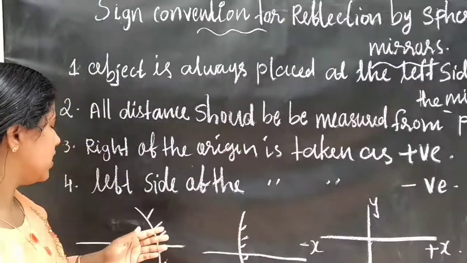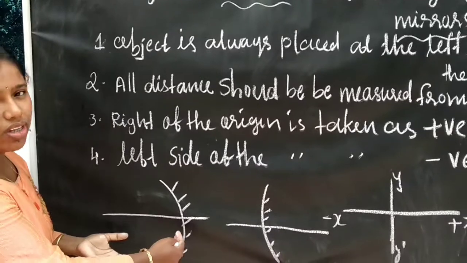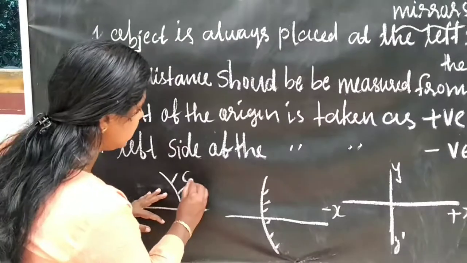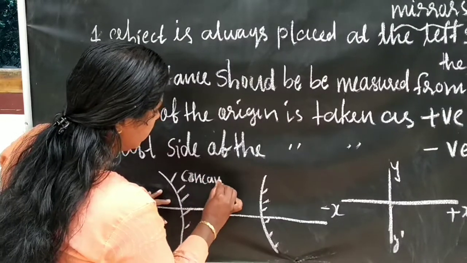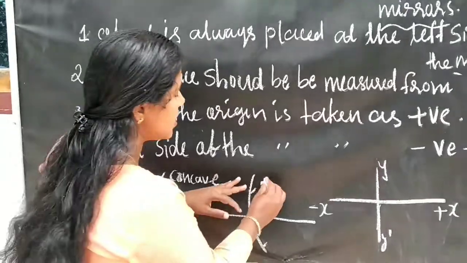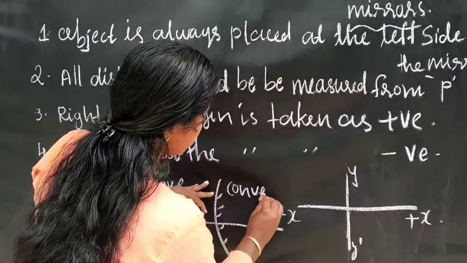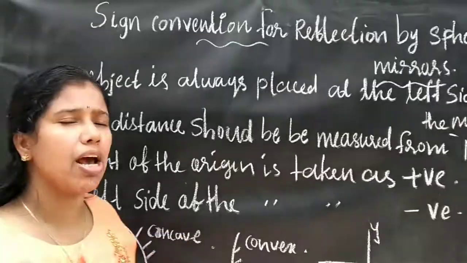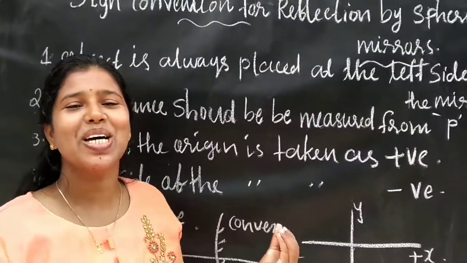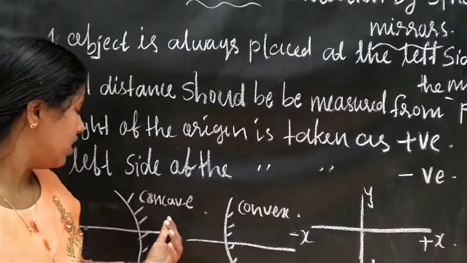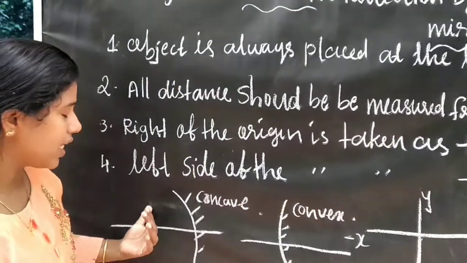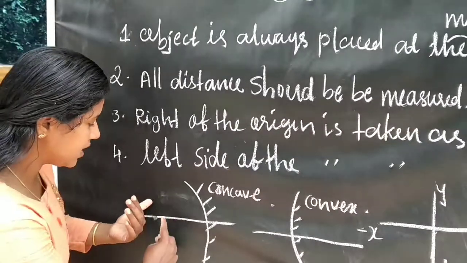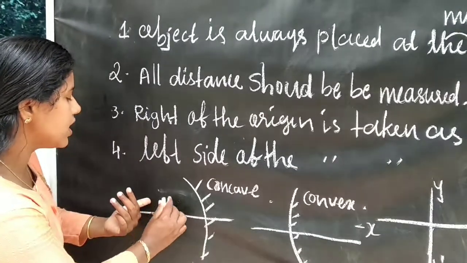We know this is which mirror? This is a concave mirror. This is which mirror? This is a convex mirror. Then we know that the object is always placed at the left side of the mirror. In both cases we are using this one. The object is placed at the left side of the mirror. Left is this side. Always we are using this left side.